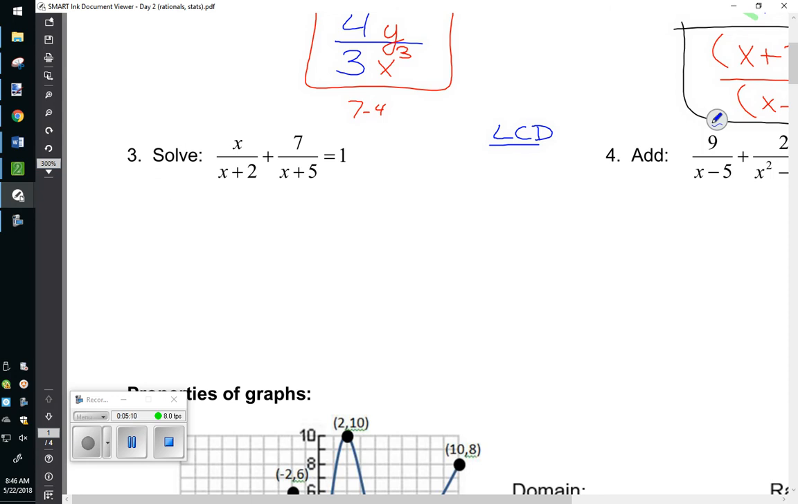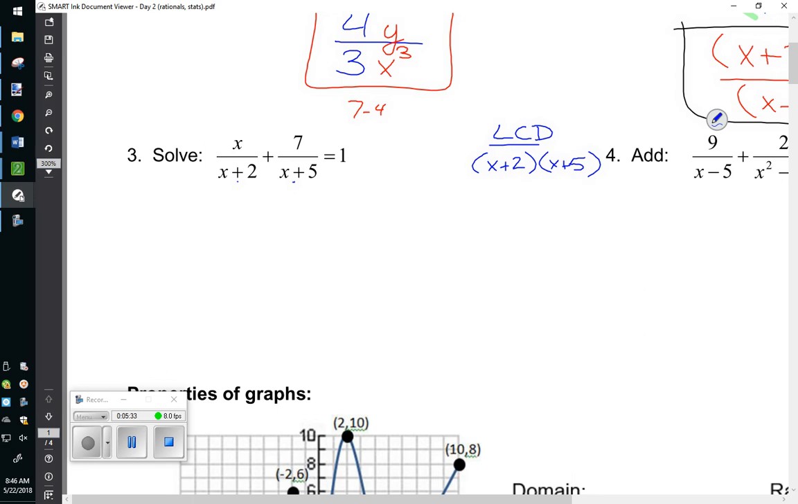Thoughts on what my LCD is going to be? Cameron, what do you think? X plus 2 and then X plus 5. Good. It's both things because I've got both things in my denominator. Once we find our LCD, we want to get rid of fractions. So the way we do that is we multiply every numerator by that LCD.